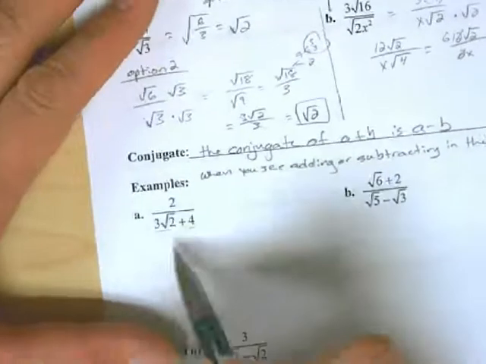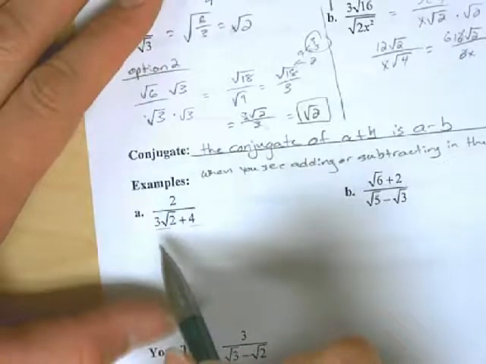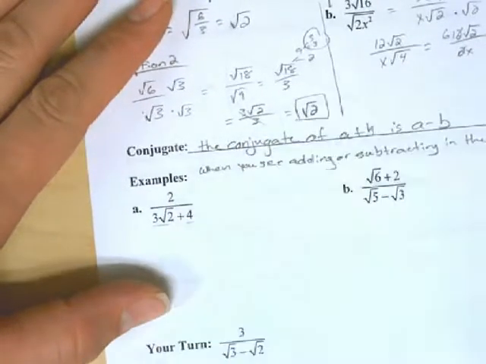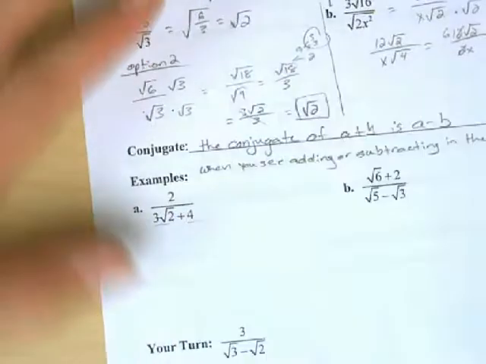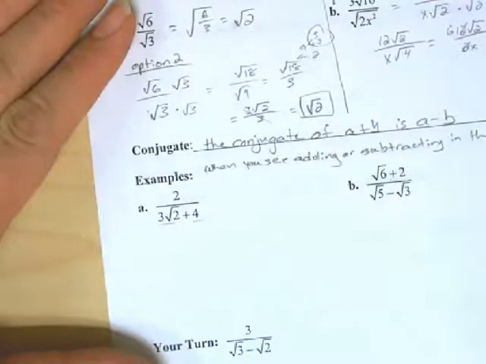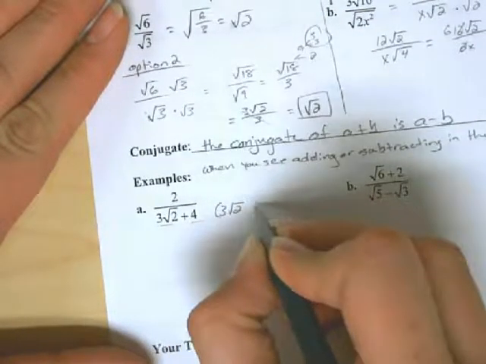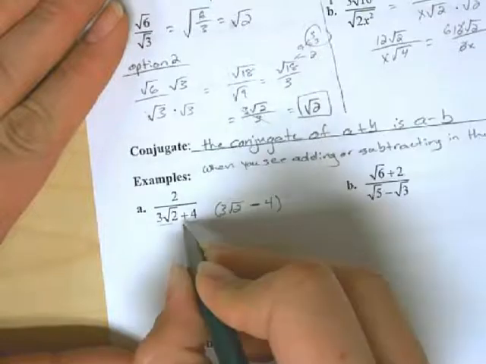So here we go. 3 root 2 plus 4. I'm going to multiply that by its conjugate because I've got a plus sign, so that tells me I have to use the conjugate in order to rationalize. We're still rationalizing the denominator. My goal is to get rid of this square root of 2 right here. So to do that, I'm going to multiply by 3 square root of 2 minus 4. You just change that sign in the middle.